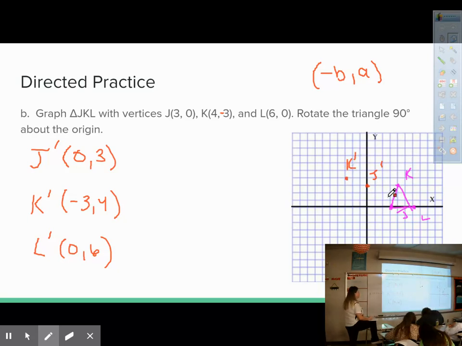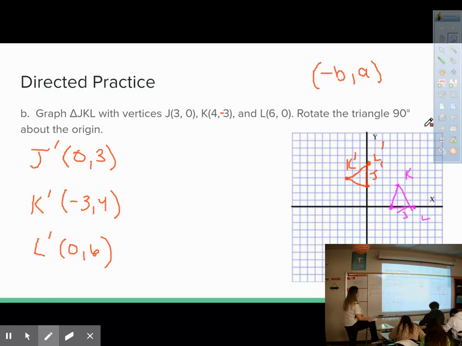And then L prime is (0,6). Andrew, where would that be? (0,6), yeah. 3 up from J. Perfect. So right there. It's not really on the point, but we'll pretend like it is. 1, 2, 3. Hopefully I did that correctly.